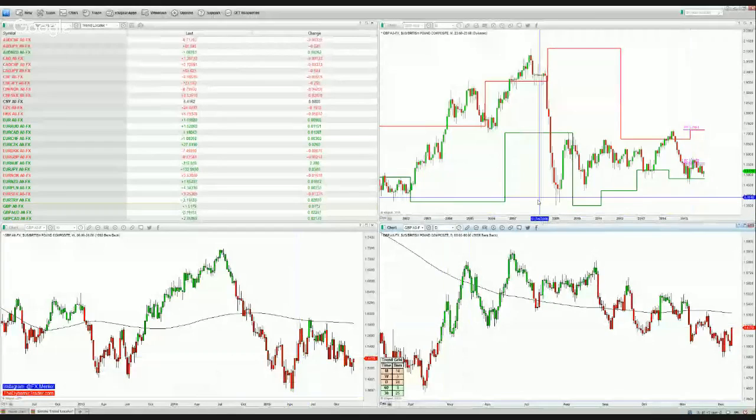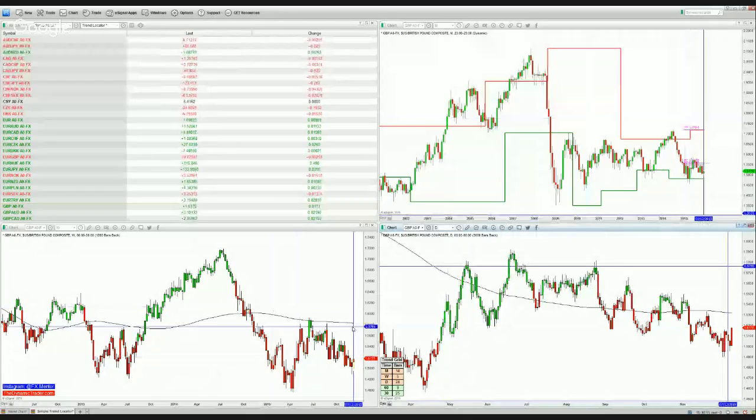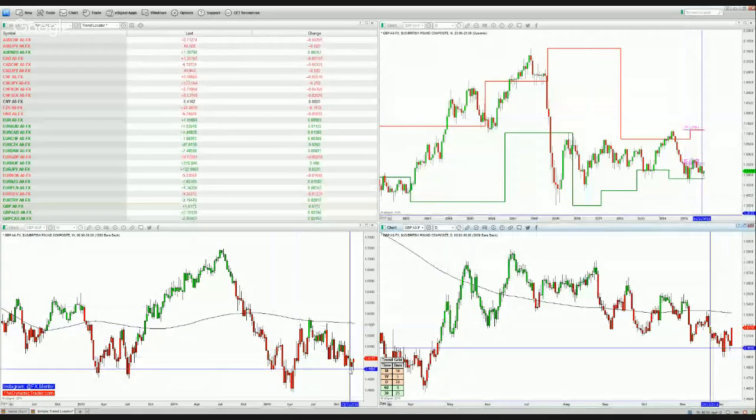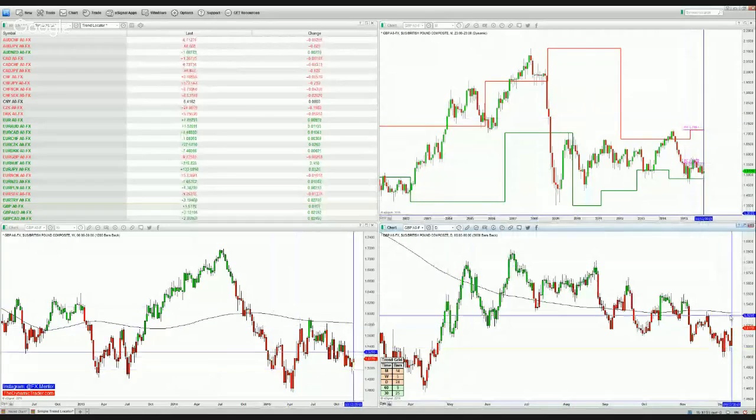I don't know where exactly I lost you guys, but I'll start on the weekly. We can see that price is trading below the weekly 200 moving average, giving price a bearish bias. Trend filter is red, suggesting a bearish trend. Daily time frame trading below the daily 200 moving average, also giving price a bearish bias. Trend filter is red.